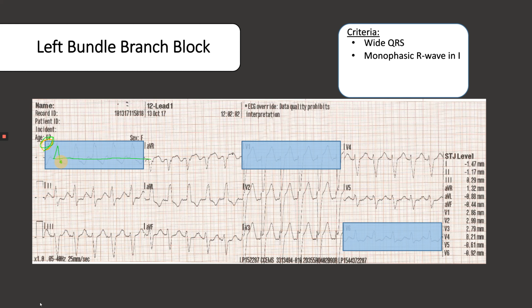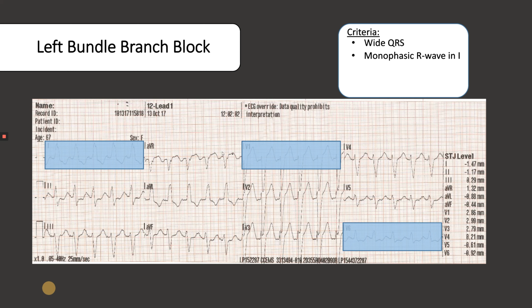And this upward deflection, I don't have a downward deflection, so I don't have a Q wave, I don't have an S wave or anything like that. Just this R wave. Even though it goes below the isoelectric line, I'm only going up, I'm not going down and up, if that makes sense. So monophasic R wave in lead 1, I have that here.